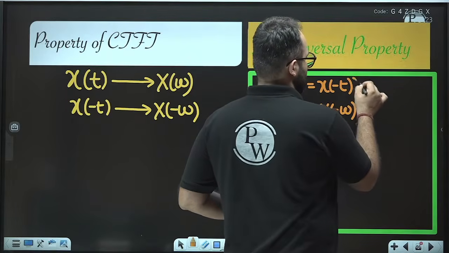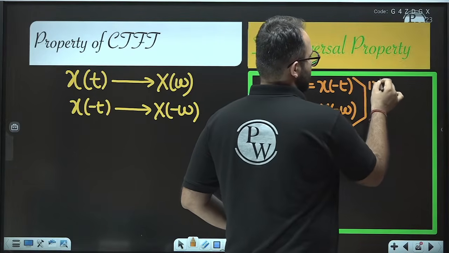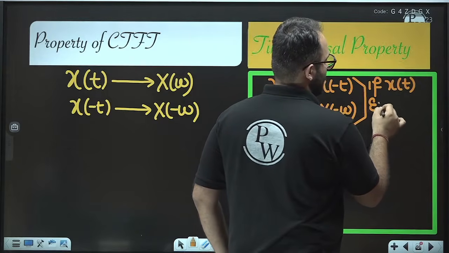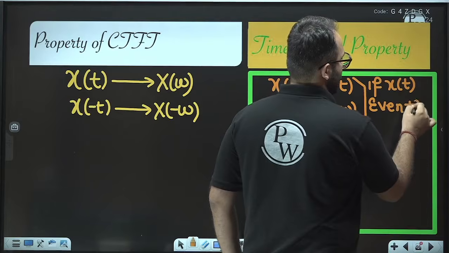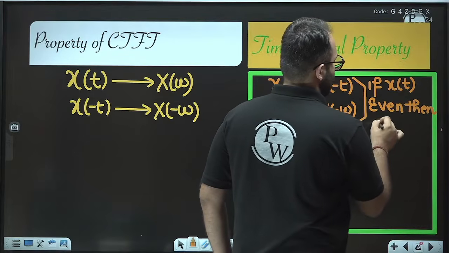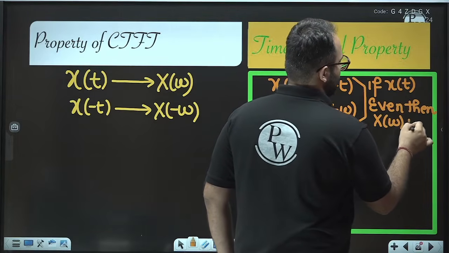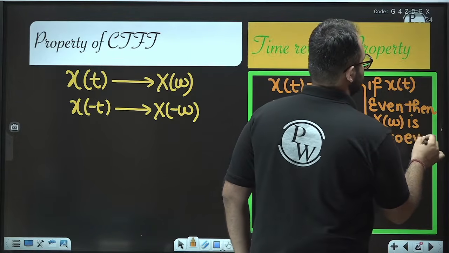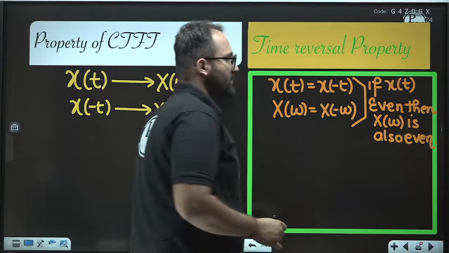So this says that if the signal is even, if x(t) is even, then X(ω) is also even.